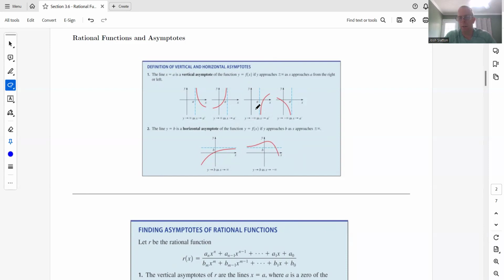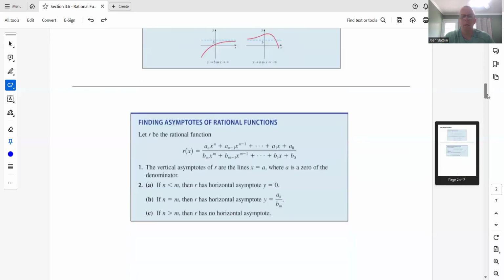Vertical asymptotes, on the other hand, cannot be crossed, because you can imagine if this is a vertical asymptote and you have the graph coming up like this and it crosses it, it can't come back, because then it's no longer passing the vertical line test. So vertical asymptotes cannot be crossed. Horizontal asymptotes can be crossed, but may not be. But after a certain point, the horizontal asymptote will not be crossed again.